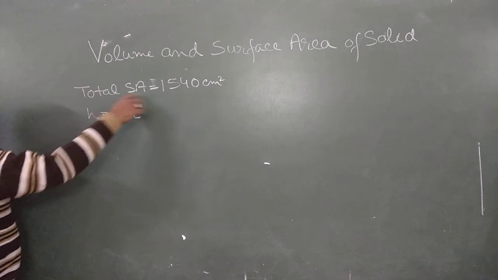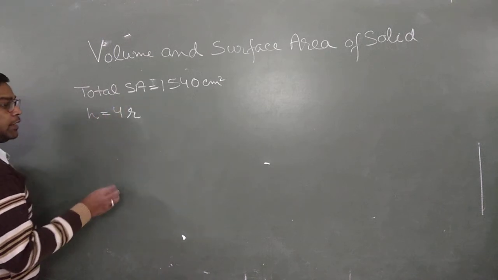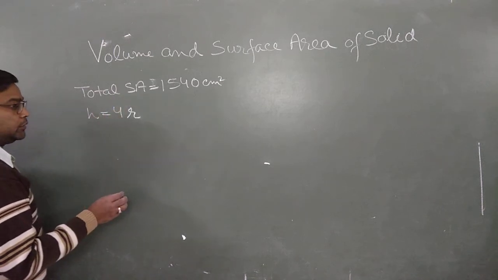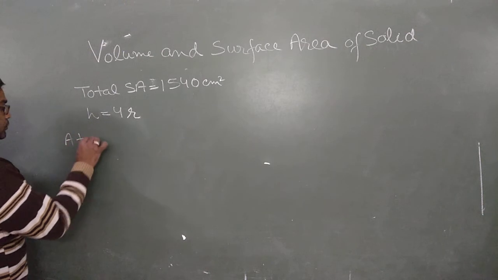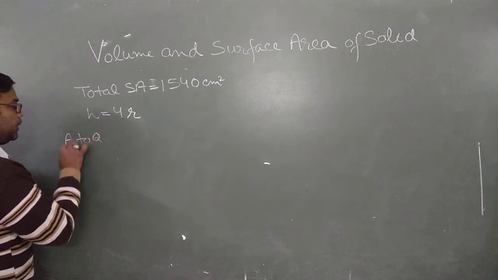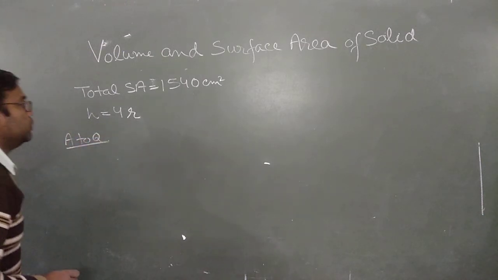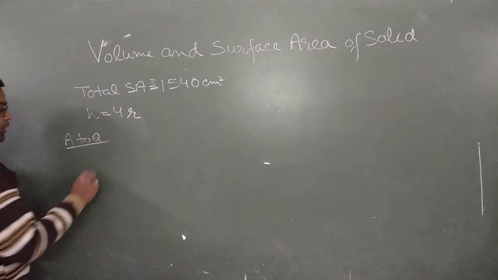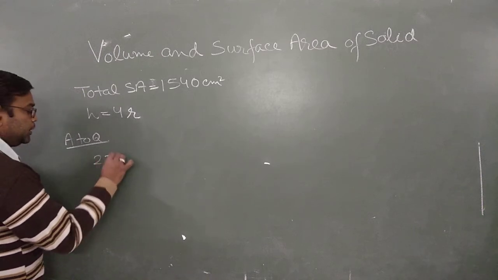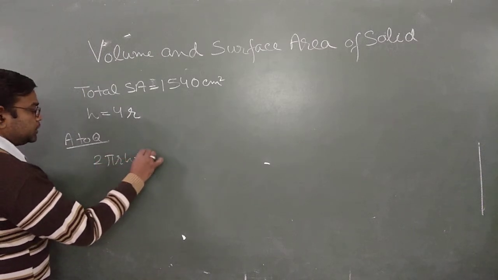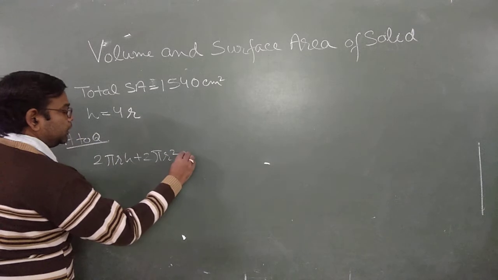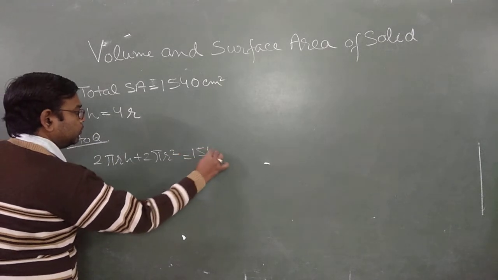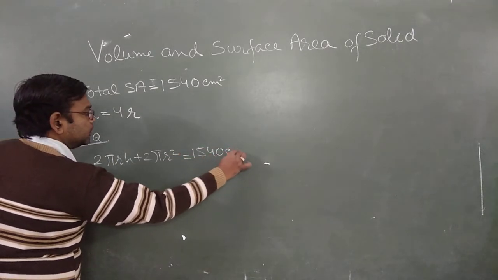As we know, total surface area is pi r square h. Am I right? No. Pi r square h is volume. According to the question, total surface area is 2 pi r h plus 2 pi r square, and this is 1540 centimeter square.